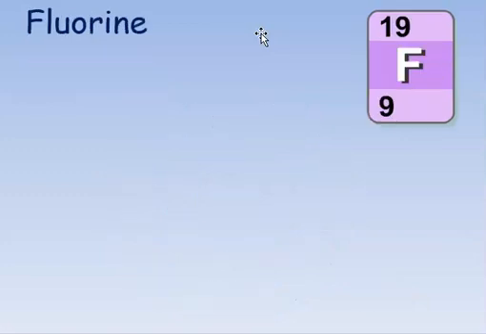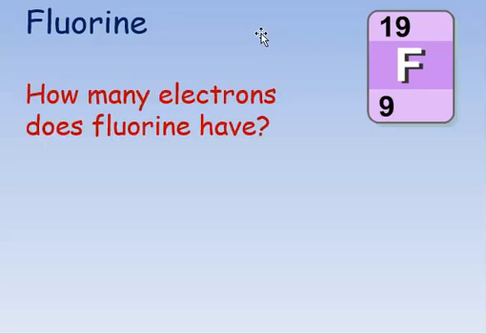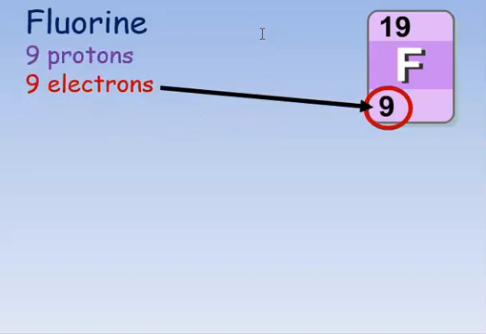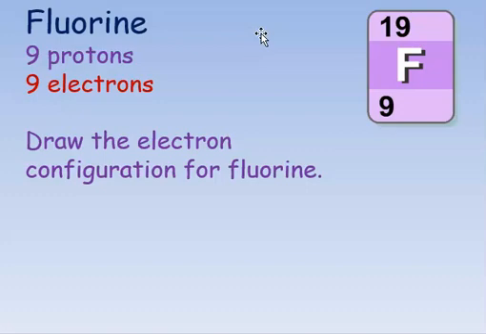Now you are going to have a go at fluorine. So grab a piece of paper, pause the video, and first of all, just think about how many electrons fluorine has. Fluorine has 9 electrons because its atomic number is 9. Now, pause the video again and take some time to draw the electron configuration of fluorine before you check with the video.